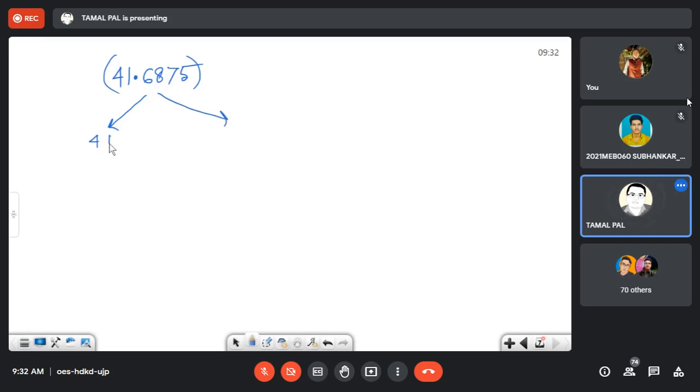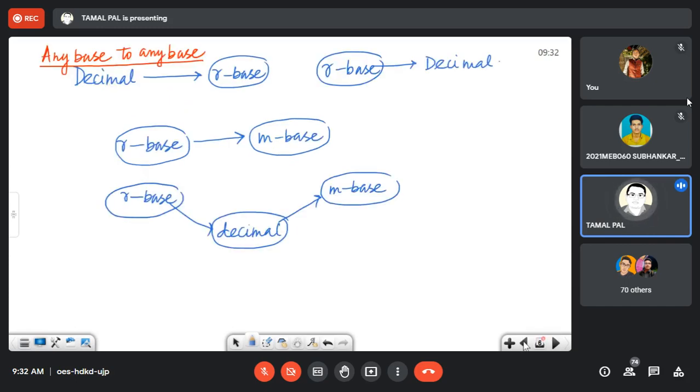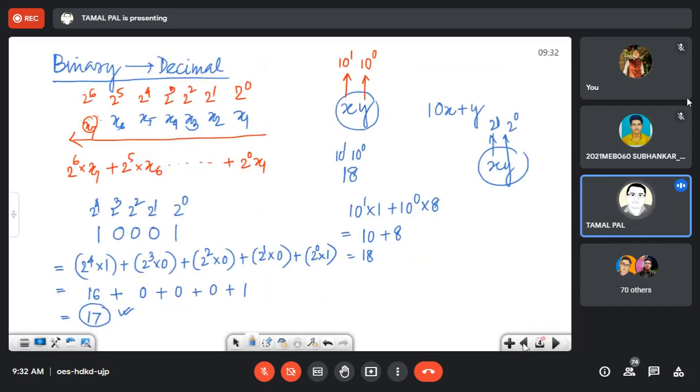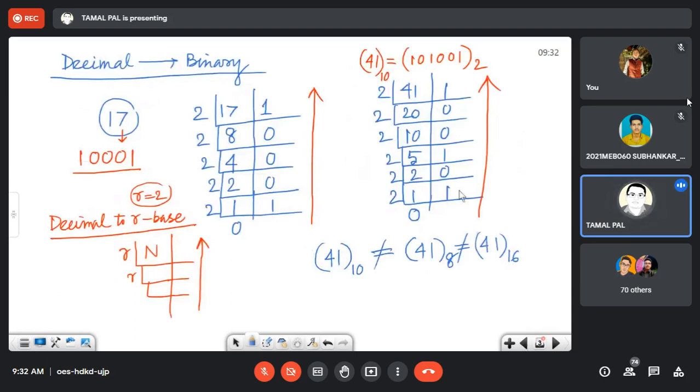We first split it into two parts. One is the integer part, another is the fraction part, 0.6875. Now in the integer part, I am not going to do it once again because it will take some time. It is 101001. Check it from your copy also.